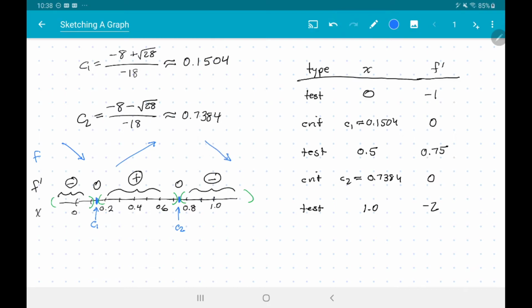We can now use the first derivative test to say something about this critical point. There's a critical point at x equals c1. The function decreases, hits the critical point, and then increases again. So that means it is a local minimum. So I'll draw a little minimum right there to remind me of that. For the second critical number, the function f increases, hits the critical point, and then decreases again. That means that this critical point is a local maximum.